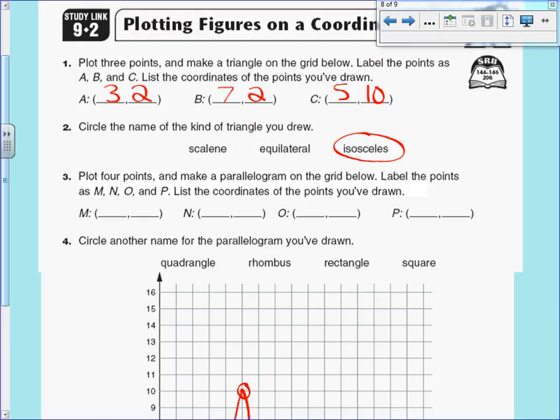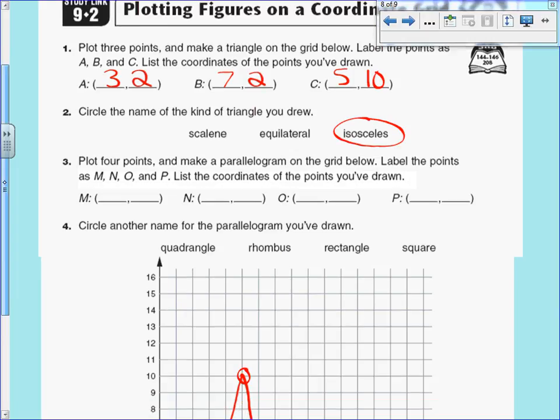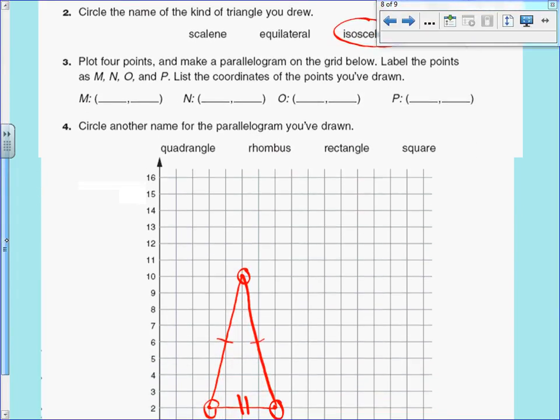Again, your answers can be completely different. You can plot them anywhere. You don't have to have the same as mine. You can draw whatever you want, just as long as you realize what kind of triangle it is, a scalene, an equilateral, or isosceles. This is just a sample answer. There's 1,000 correct answers for this problem.